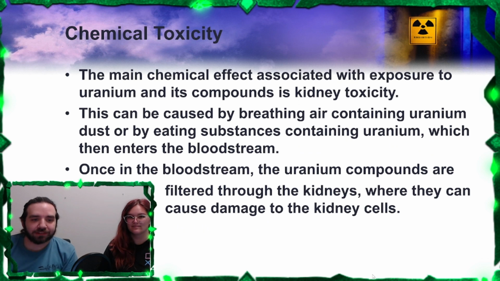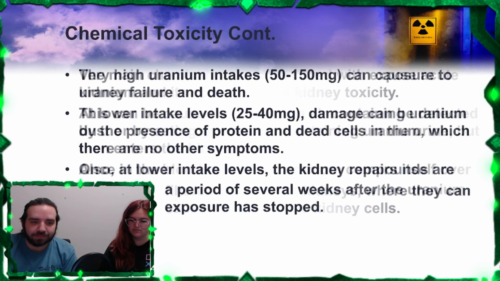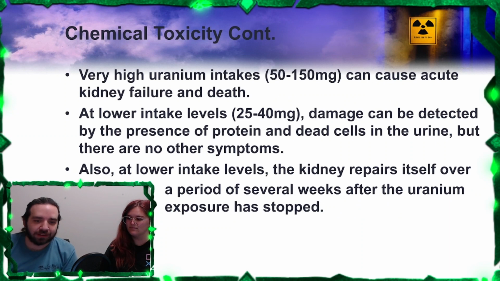So, chemical toxicity. The main chemical effect associated with exposure to uranium and its compounds is kidney toxicity. This can be caused by breathing air containing uranium dust or by eating substances containing uranium, which then enters the bloodstream. Once in the bloodstream, the uranium compounds are filtered through the kidneys where they can cause damage to the kidney cells. Very high uranium intakes of 50 to 150 milligrams can cause acute kidney failure and death.